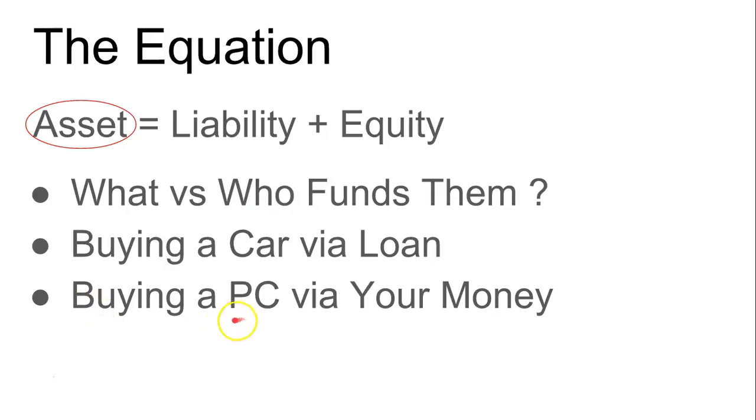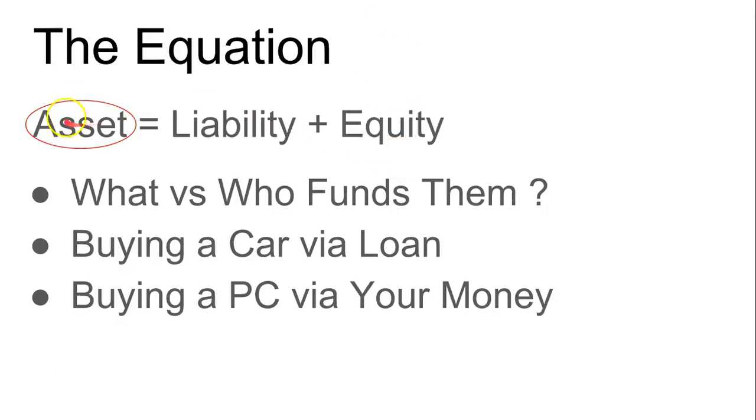The second example would be buying a PC using the owner's money, whereby you can see an increase in assets as the company acquires a new PC, while since you use your own money and you are the owner of the company, you shall see shareholders' equity also increasing.